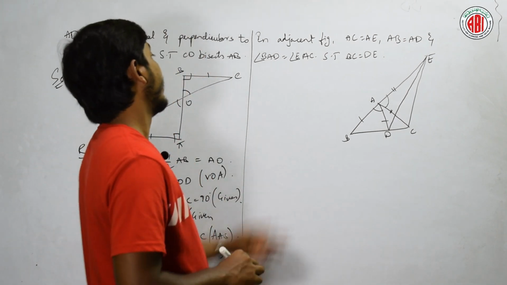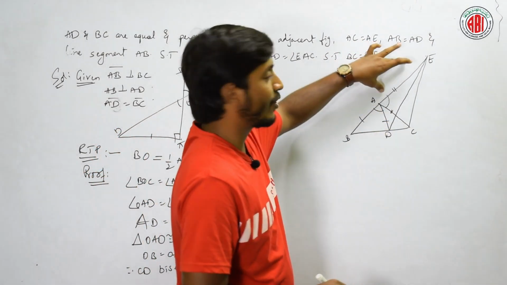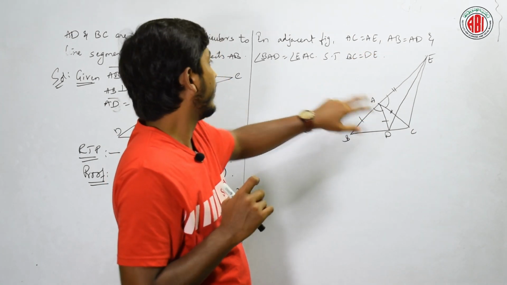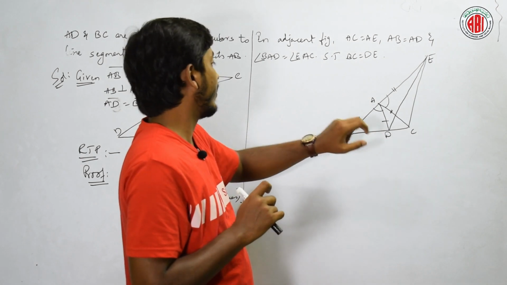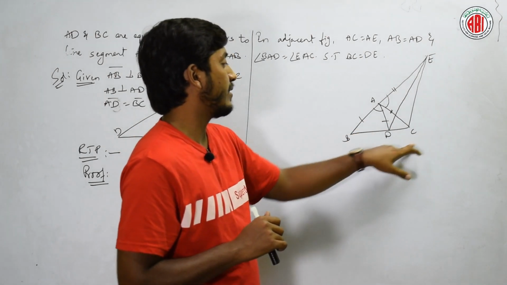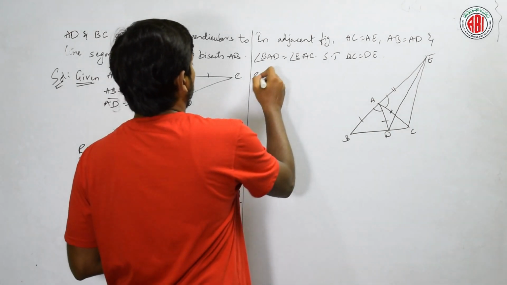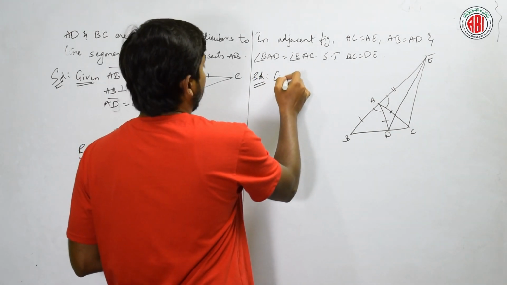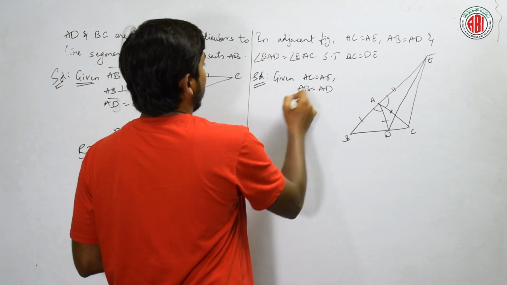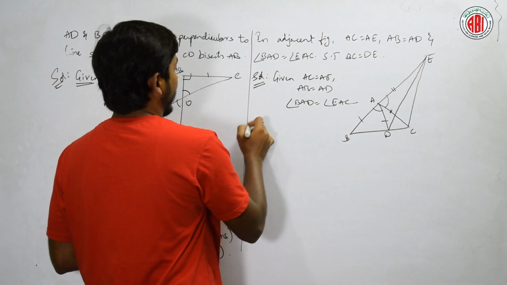See here the next question. In the adjacent figure, AC is equal to AE. Next, AB is equal to AD, and angle BAD is equal to angle EAC. Then we have to prove that BC is equal to DE. Now write what all is given: AC equal to AE, AB equal to AD, angle BAD equal to angle EAC. What is it that we have to prove?